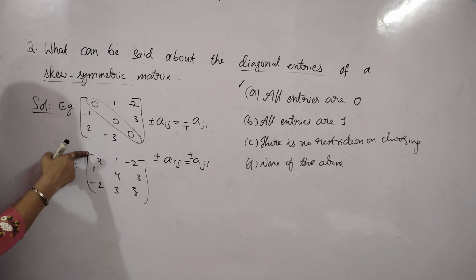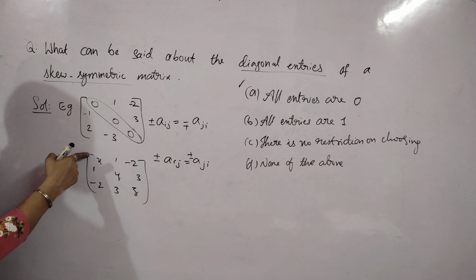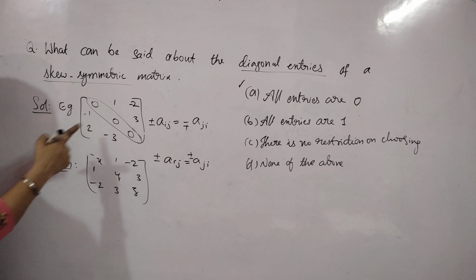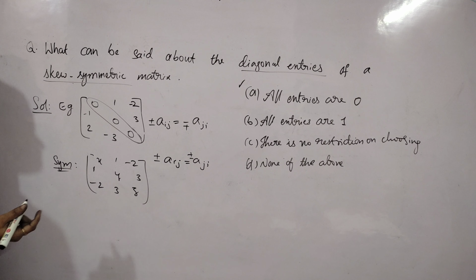In a symmetric matrix, the diagonal elements can be anything, with the restriction only on the upper and lower parts. But in a skew symmetric matrix, the restriction is on the diagonal, all elements must be 0, and whatever the upper part is, the lower part must have the opposite signs. So like this you can solve this type of questions.